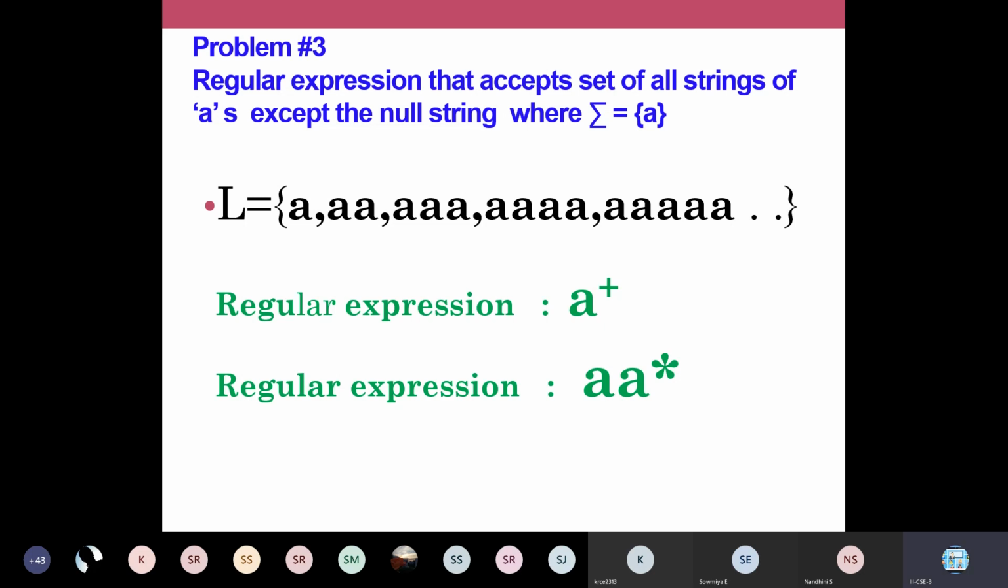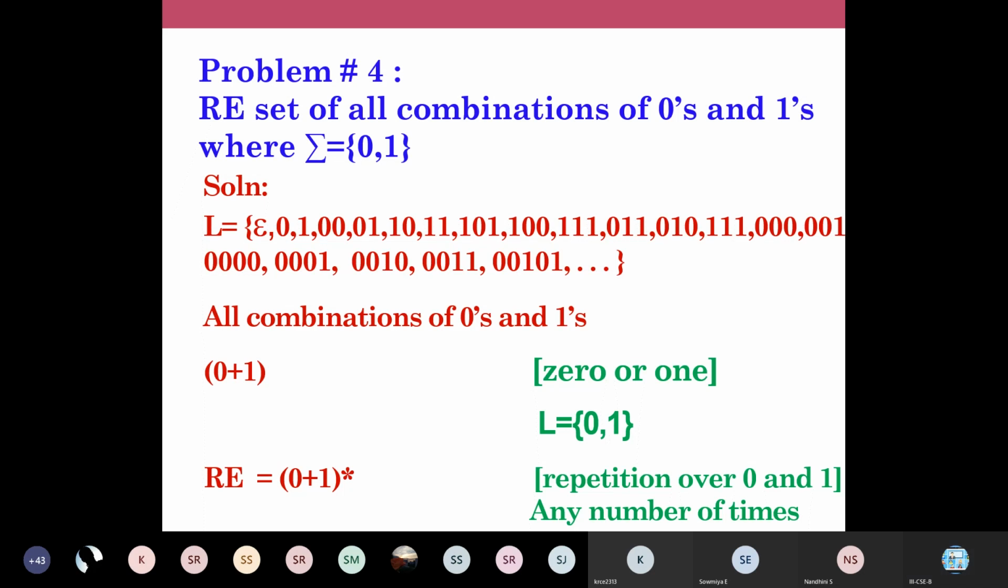Shall we move to the next problem? So in the chat box, I've given some hints. Write down in your notebook by the side of this problem. It is applicable for any problem in your regular expressions. Plus and star. What is a plus? What is a star? So a plus, when it comes in between two terms, it is union. When a plus comes as a power, it is called positive closure. It denotes repetition of one or more occurrences. A star denotes repetition of zero or more occurrences. We shall see the next problem.